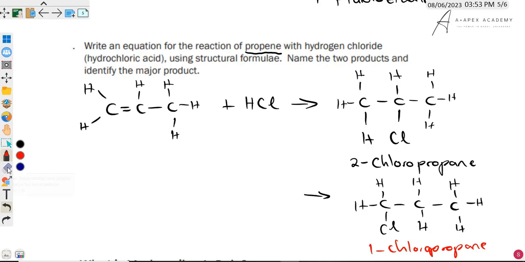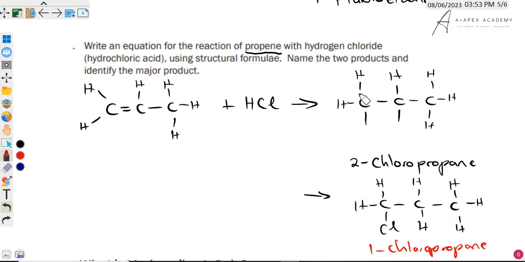According to Markovnikov's rule, it says that if we have a situation like this now, let's say we are still on this. If we have a situation like this, the hydrogen atom attaches itself to the carbon atoms that has more hydrogen atoms. So the ones with free bonds, it's this one and that one.